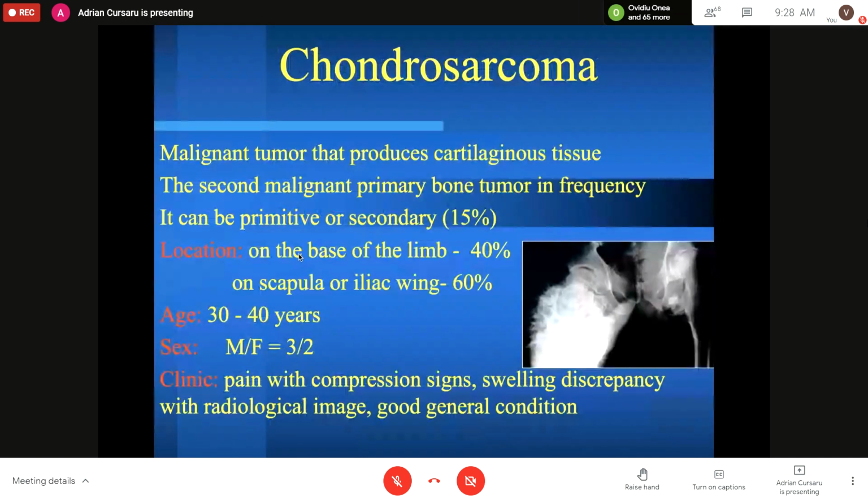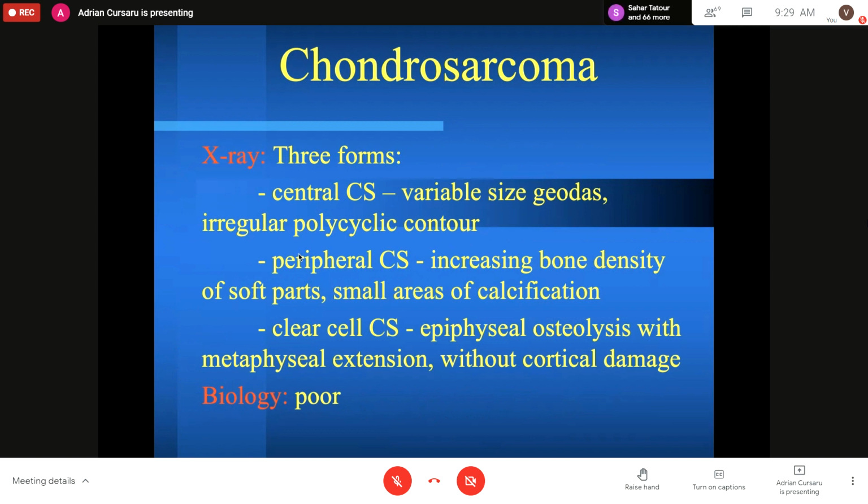The chondrosarcoma is the second most common of the malignant bone tumors. By frequency, it can be primitive or secondary. The localization is on the base of the limb, on the scapula, or on the iliac wing. It is most common in male, then female, the percentage is 3 to 2, and the clinical picture is the same as osteosarcoma.